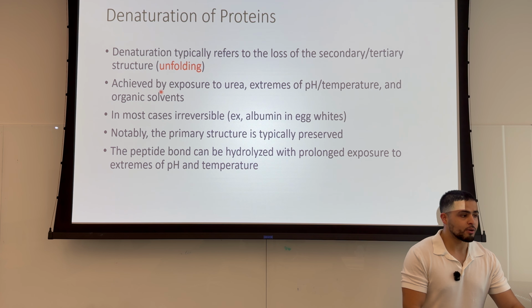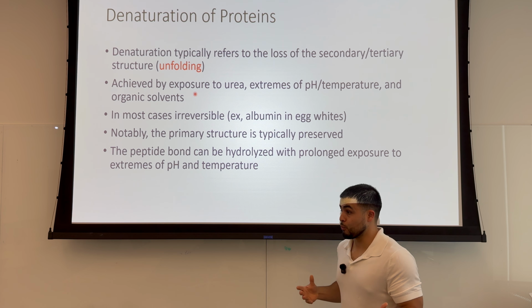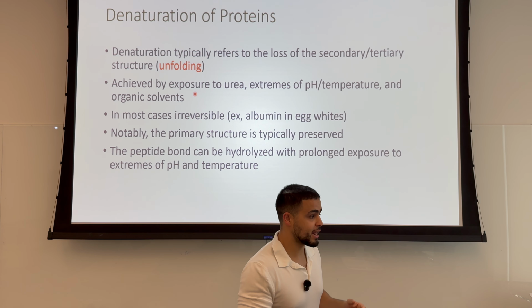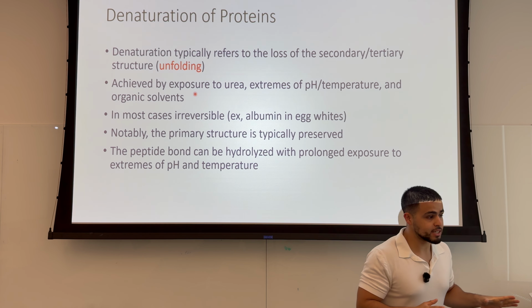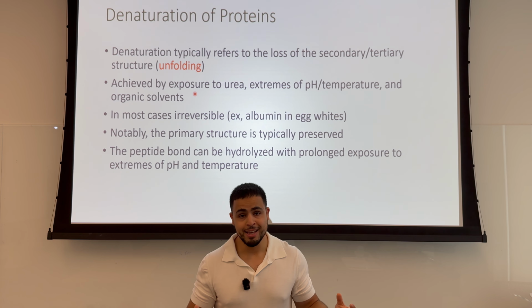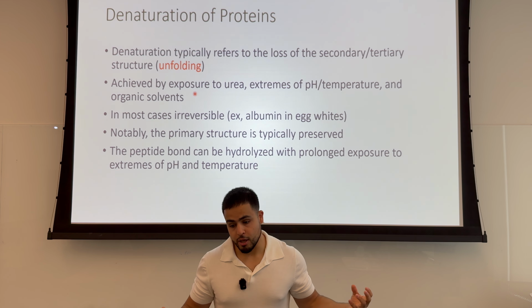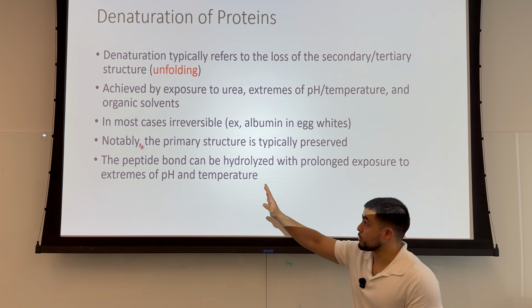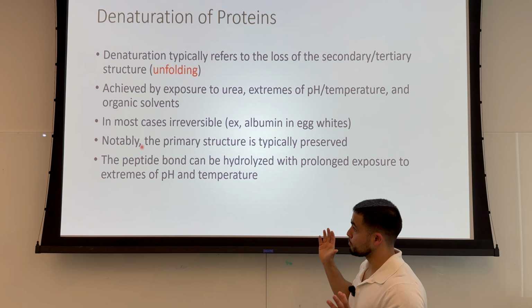peptide bonds. And now this is achieved by exposure to urea, extremes of pH or temperature, or even some organic solvents. And in most cases, this process is irreversible, meaning once you denature a protein, it's difficult for it to assume its 3D conformation once again. So again here, just reiterating, notably the primary structure is typically preserved.